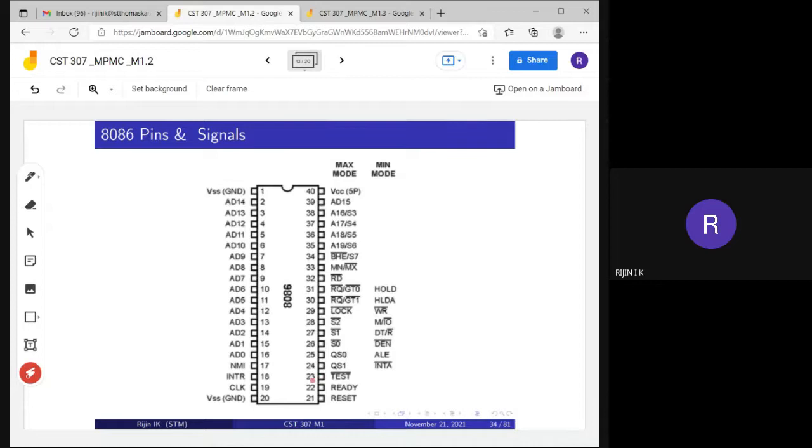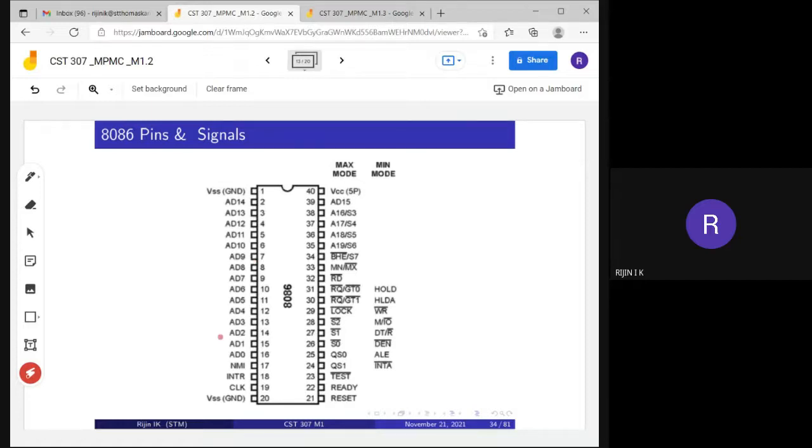Pins 23, 22, and 21, then from 1 to 20, and from 32 to 40. These are the pins which are common for both the minimum and maximum mode. First, we can discuss the functionalities of these pins.